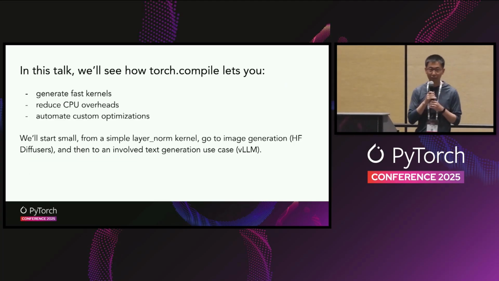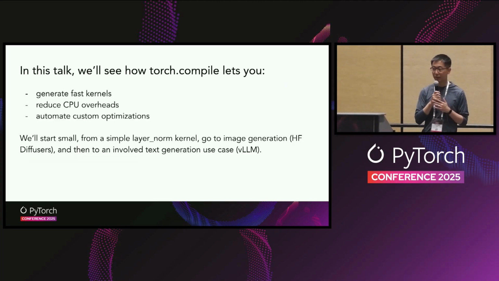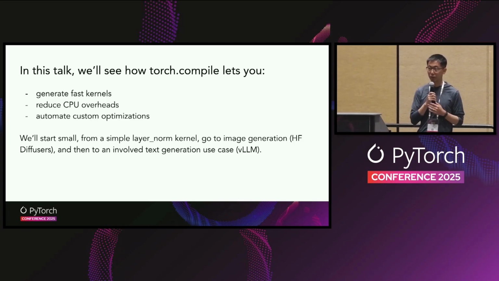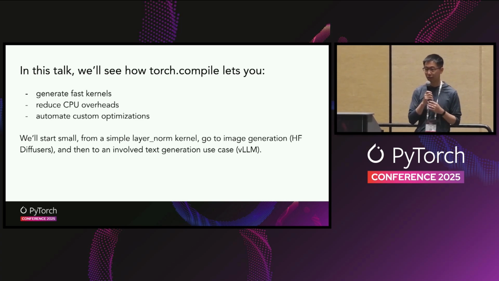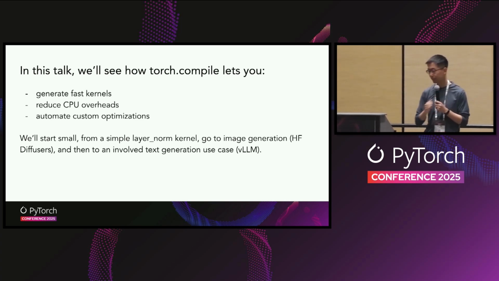In this talk, I want to walk through how Torch.compile generates fast kernels, lets you reduce CPU overheads, and also lets you automate custom optimizations. We'll start small from a simple layer norm kernel use case, build up to using Torch.compile in HuggingFace Diffusers, and then talk about a very involved use case for text generation in vLLM.